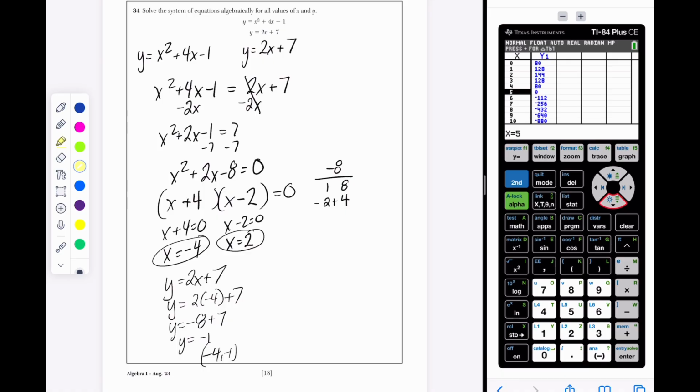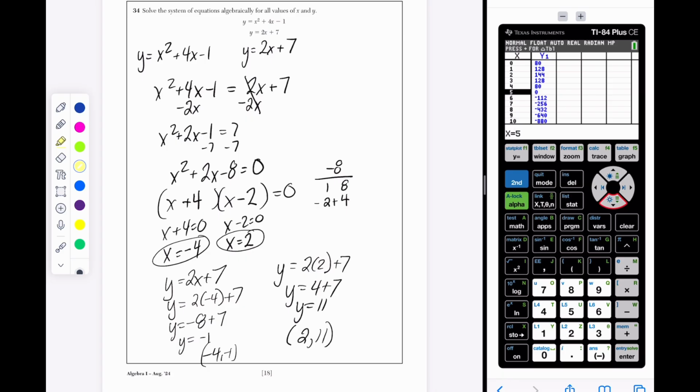So that's one solution. Now what are we going to do with the x equals 2? I'm going to use the same easy equation. I don't want to use the quadratic. I want to use the same one, but this time I'm substituting when x equals 2. So I get y equals 4 plus 7, or y is equal to 11.